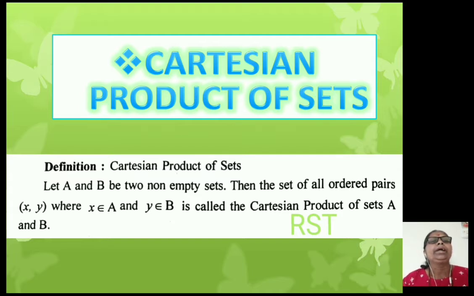The Cartesian product of sets can be defined as follows. Let A and B be two non-empty sets. Then the set of all ordered pairs (x, y), where x belongs to A and y belongs to B, is called the Cartesian product of sets A and B. That means A and B are two non-empty sets, and the set of all ordered pairs (x, y) where x belongs to A and y belongs to B is called the Cartesian product of the two sets A and B.